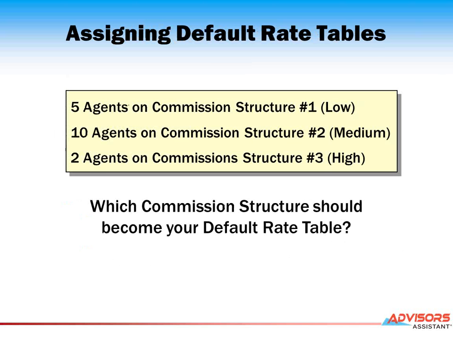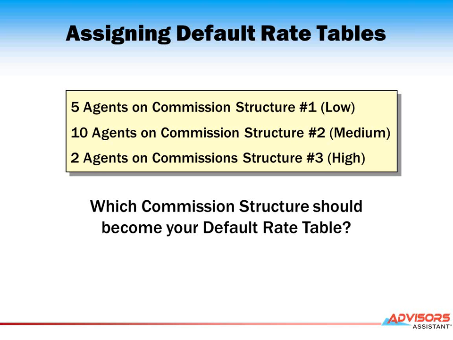Okay, so here's a quick little quiz. And I know nobody wants a quiz, but here's a quick little quiz to help determine which structure you would use for setting up a default rate table. So here we've got 5 agents that are being paid on a low structure, 10 on a medium commission structure, and 2 on a high structure. So which one would we use for setting up the default rate table?